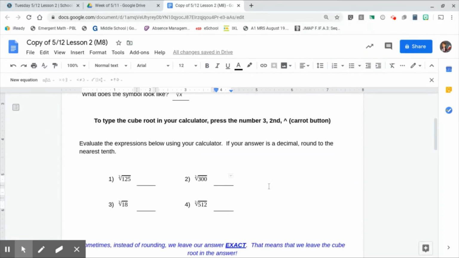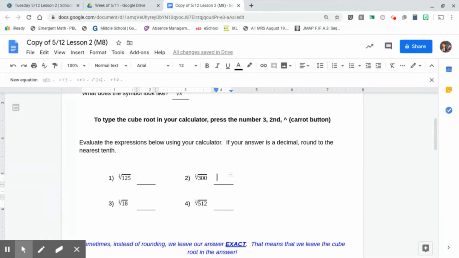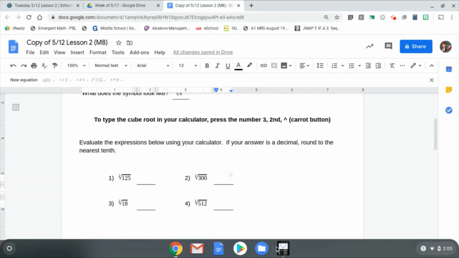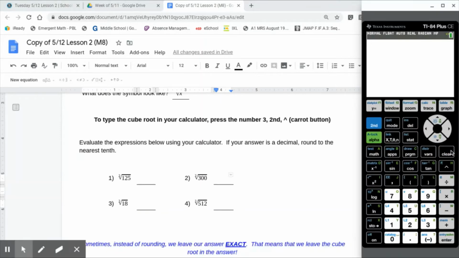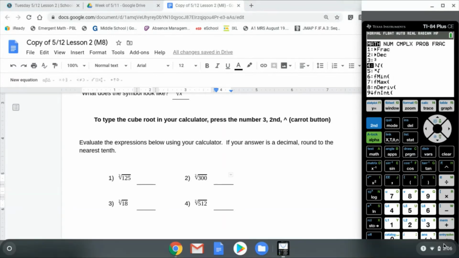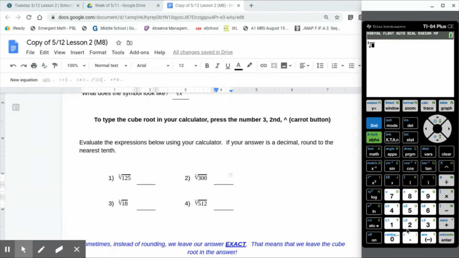Let's go to some examples. It says evaluate the expression below using your calculator. If your answer is a decimal, round to the nearest tenth. One other thing I forgot to mention is how to do the calculator cube root on the fancy graphing calculator. To do it on this calculator, you're going to press the math button, and then scroll down to number 4, and you should see the cube root symbol right there. Press enter and it will pop up on your screen. So again, if we do the cube root of 125, we get 5.